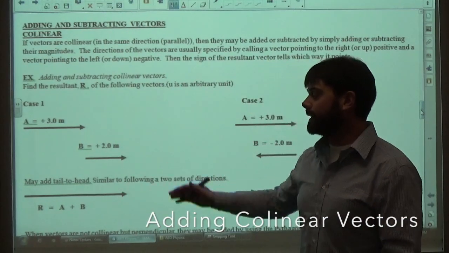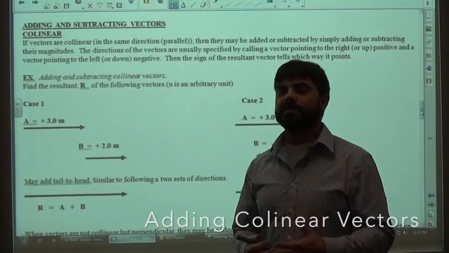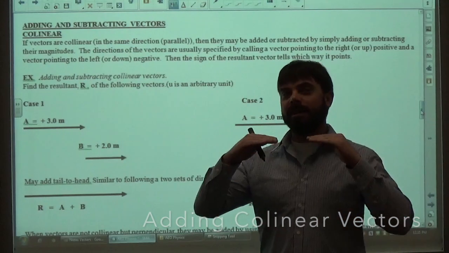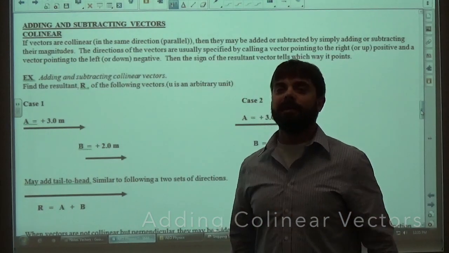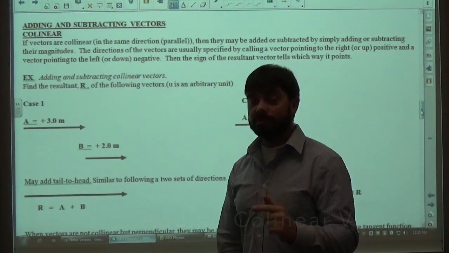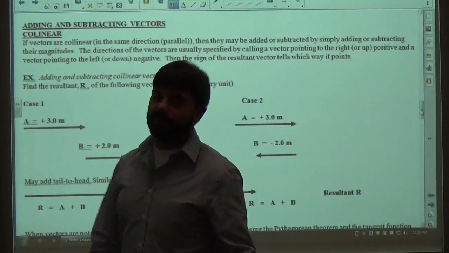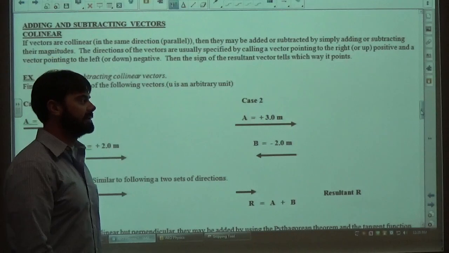Now, most vectors are not given to you in that simple of a fashion. You normally need to find the components and then do that. You find the horizontal and then find the vertical and add those together and then redraw. So I'll show you how all of that works. The first examples here are just adding and subtracting collinear vectors, so they're all pointed in the same direction.